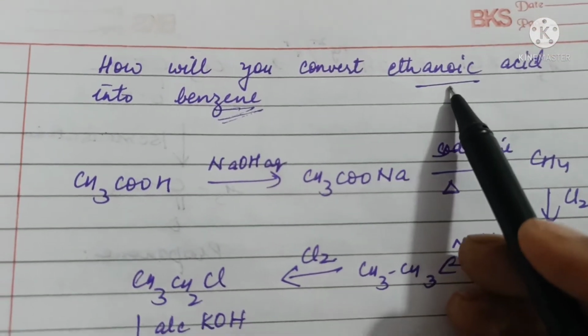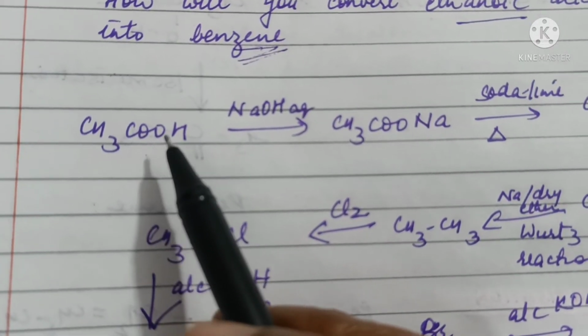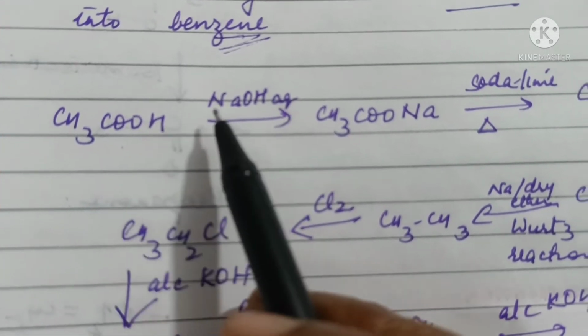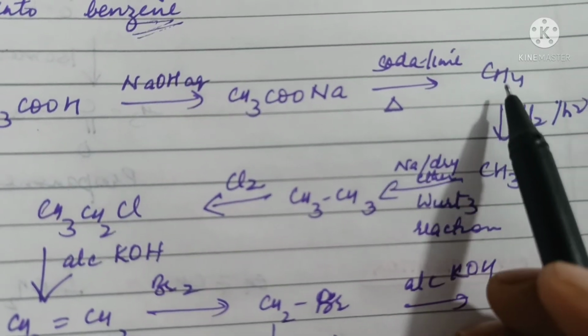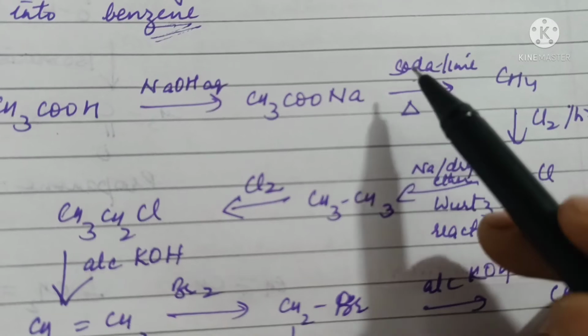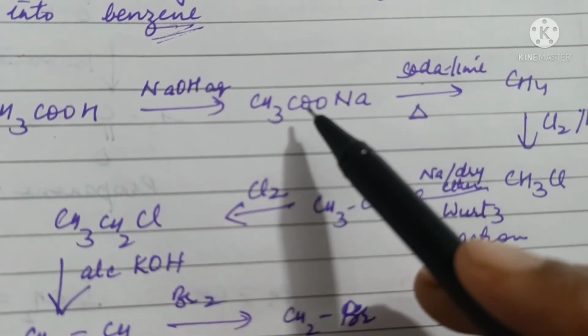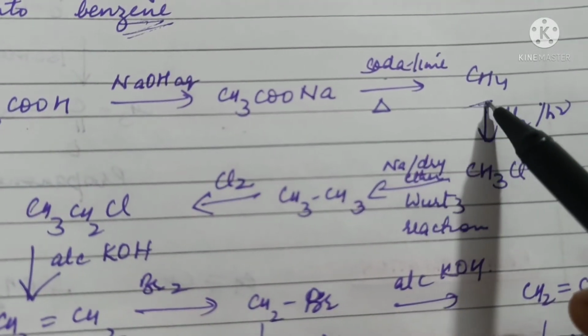So let us convert ethanoic acid to benzene. So we can convert ethanoic acid. We will heat it with sodium hydroxide aqueous solution to form sodium acetate. Sodium acetate, when heated with soda lime, which is a 3:1 mixture of sodium hydroxide and calcium oxide, forms an alkane with one carbon less. So the 2 carbon compound will change into a 1 carbon alkane.